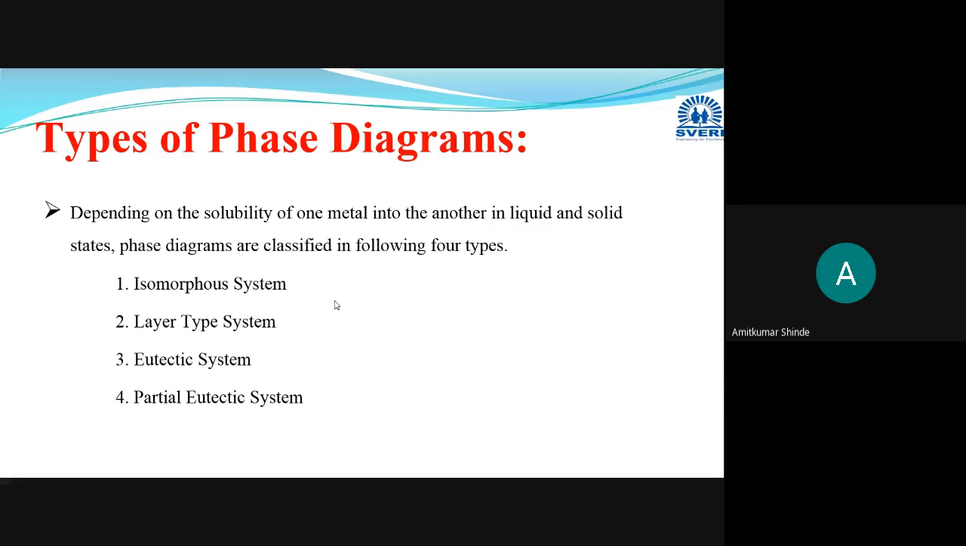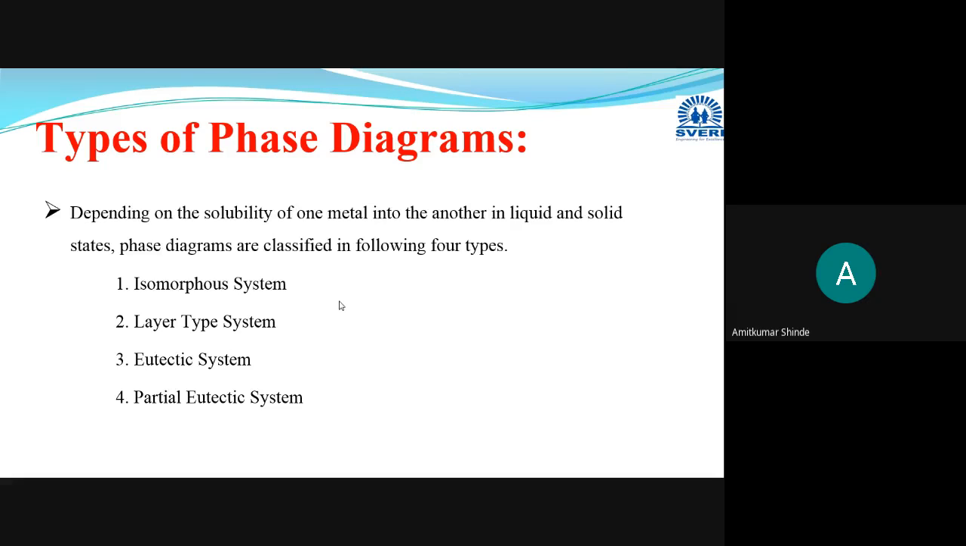Now in this lecture, we are going to discuss the different types of phase diagrams, only for binary alloys. As you can see on the screen, there are four types: isomorphous system, layer type system, eutectic system, and partial eutectic system. There may be several phase diagram types, but these four are only for binary alloys, which have only two elements.